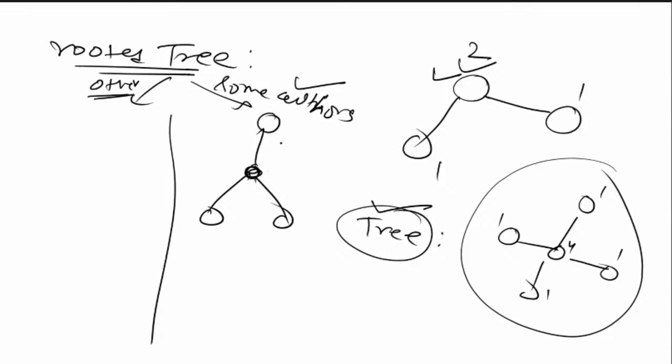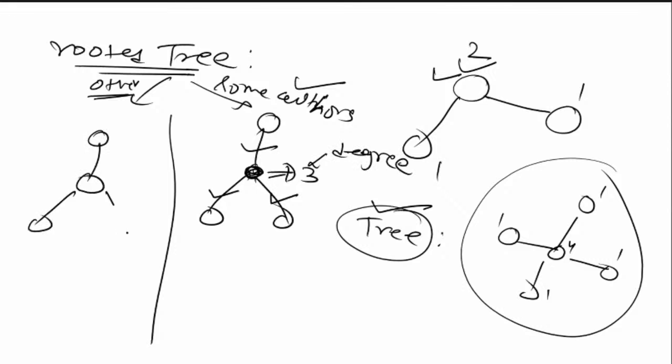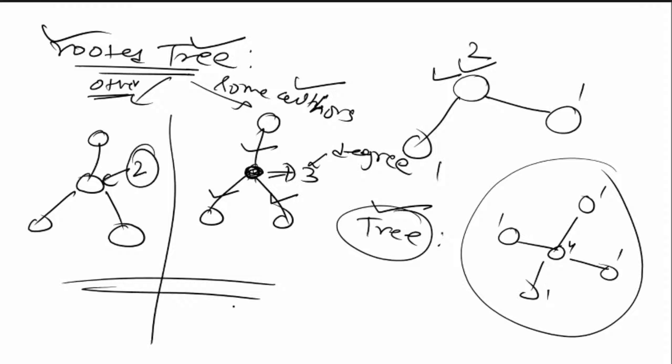Now some authors will use the same terminology. They will say that this has degree 3 because there are three edges incident on it. But there are many other standard authors who, in a rooted tree, define degree in terms of the number of children nodes. So they will say that this vertex has degree 2. This is a conventional thing that you need to take care of.